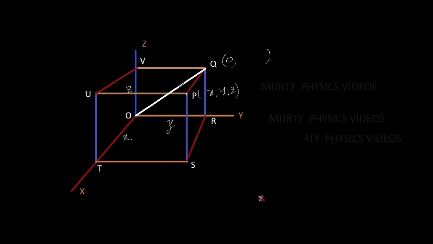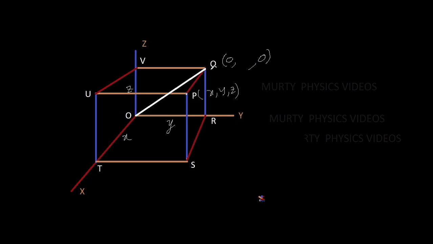If you draw a normal onto the z-axis, it cuts at the point O. Therefore, the distance of this point O from the origin is 0. Therefore, z coordinate is 0.